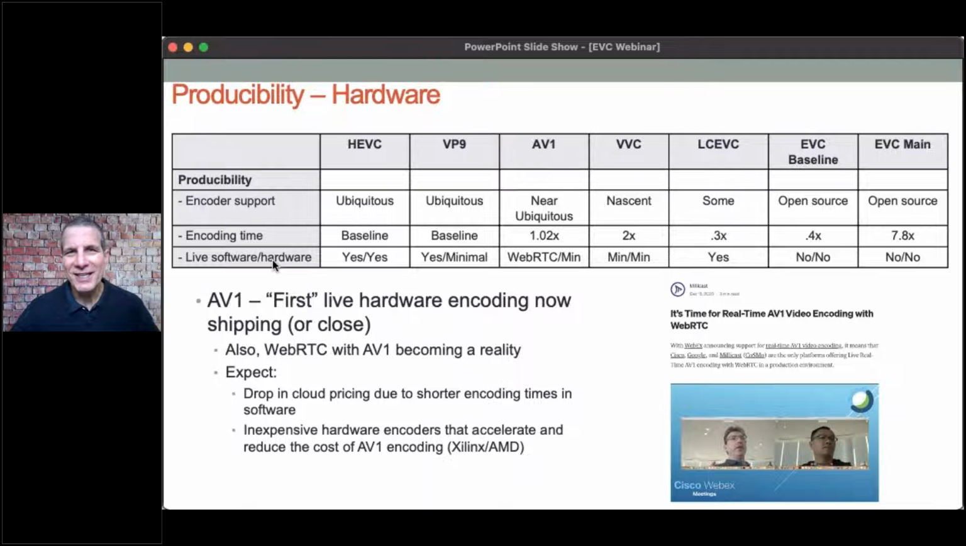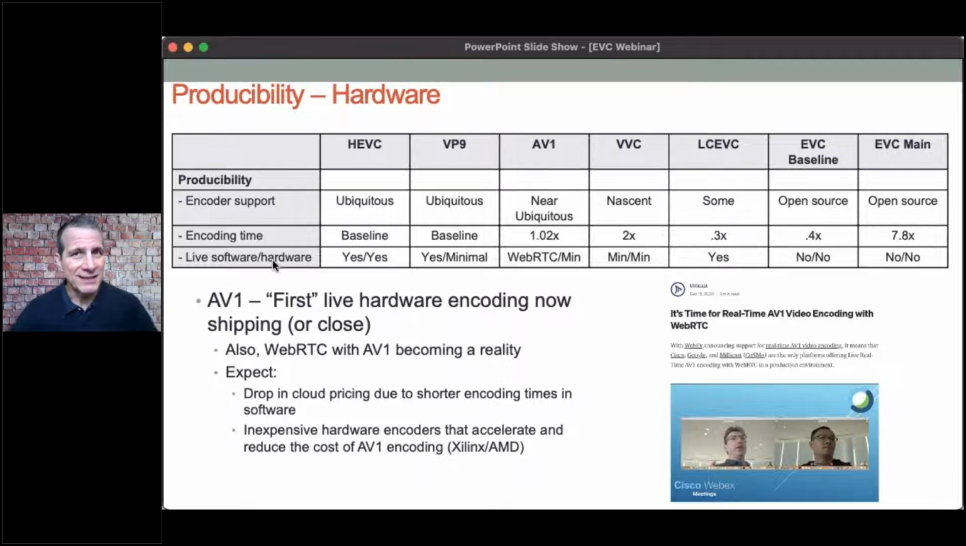I also think in 2022, 2023, you can expect a drop in cloud pricing for AV1 because the encoding times have gone way down. No longer can you justify 50x cost for AV1 as compared to H.264 or 8x HEVC because the encoding times have dropped.